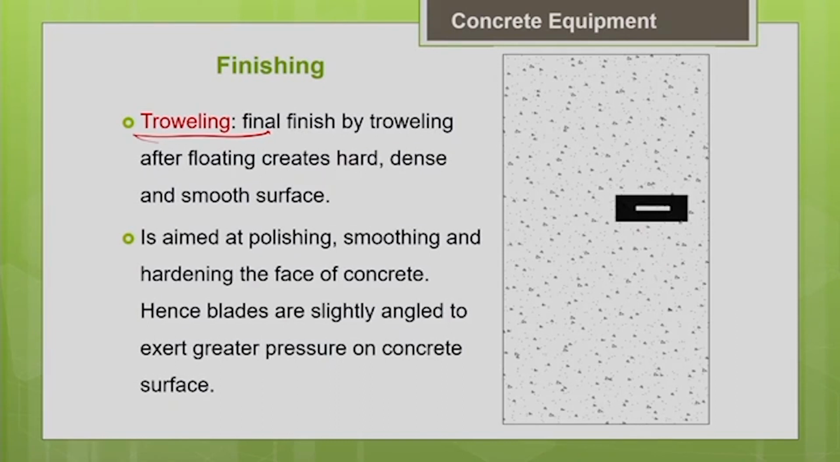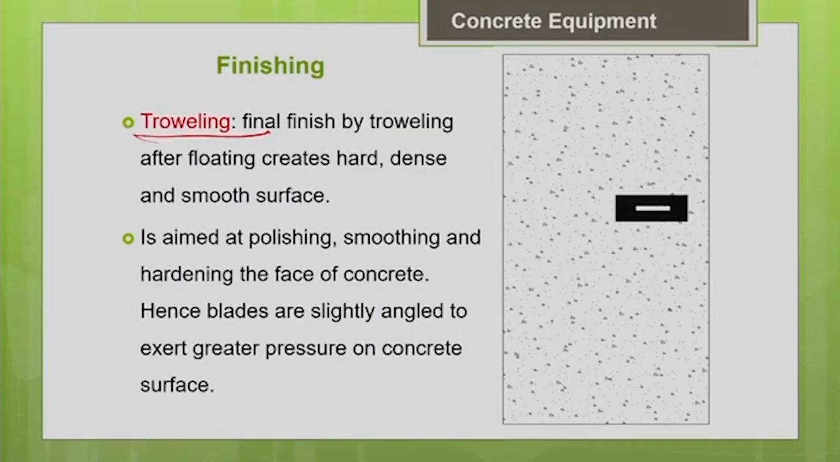So, in order to smoothen it or harden it, to polish it, we need to apply more pressure. To apply more pressure, we slightly angle the blade and do it. That is a major difference between floating and troweling. Troweling is done after some time, at a delayed stage only. It is a final finishing.